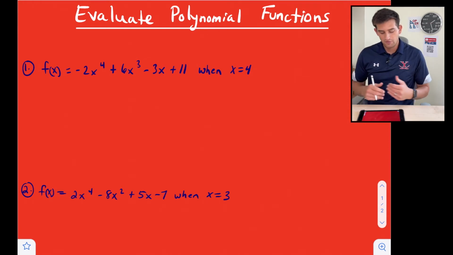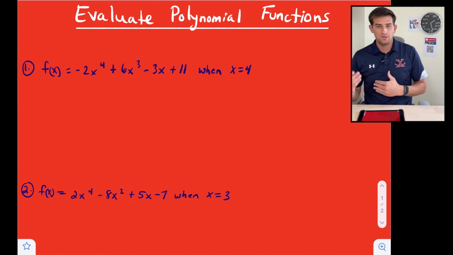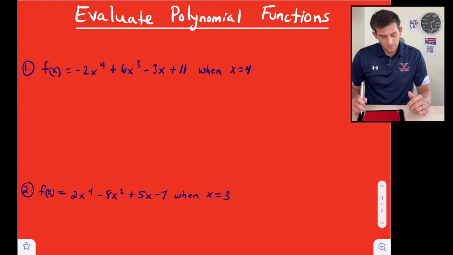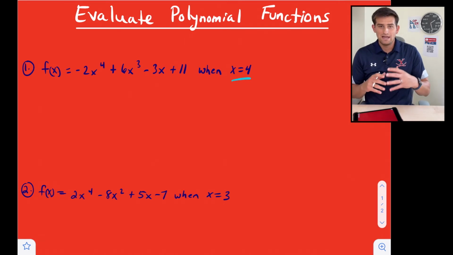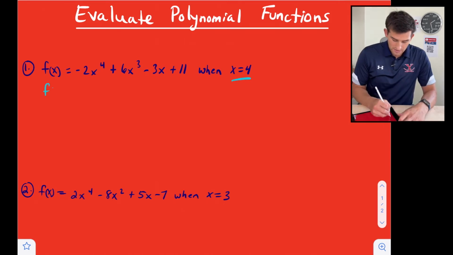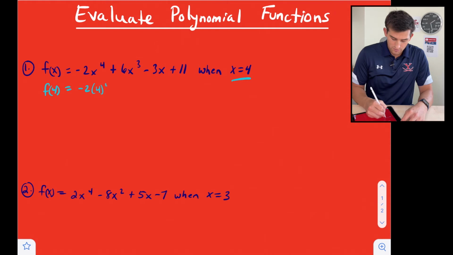Basically, when we're evaluating, it's going to tell us to evaluate this function when x is equal to a certain number. In this case, for number one, we're going to evaluate f of x equals negative 2x to the fourth power plus 6x cubed minus 3x plus 11 when x is equal to 4. So essentially we're trying to find f of 4. We can say f of 4 is equal to negative 2, and now every time we see an x, we plug in that number 4. So this would be 4 to the fourth plus 6 times 4 cubed minus 3 times 4 plus 11.